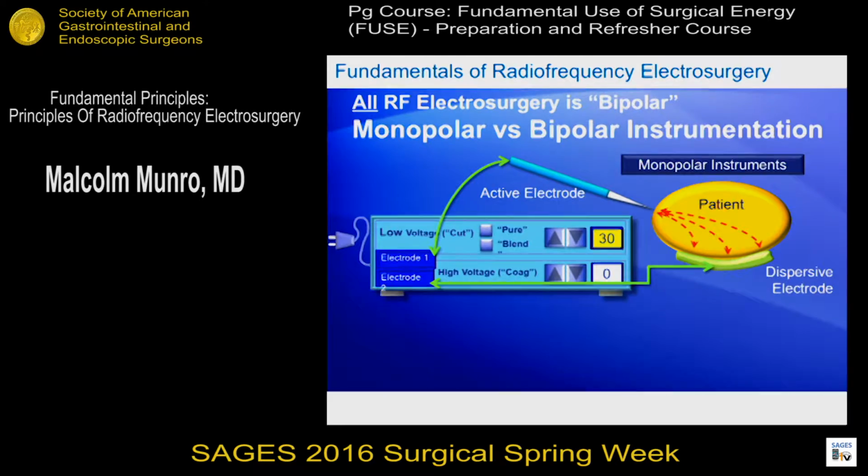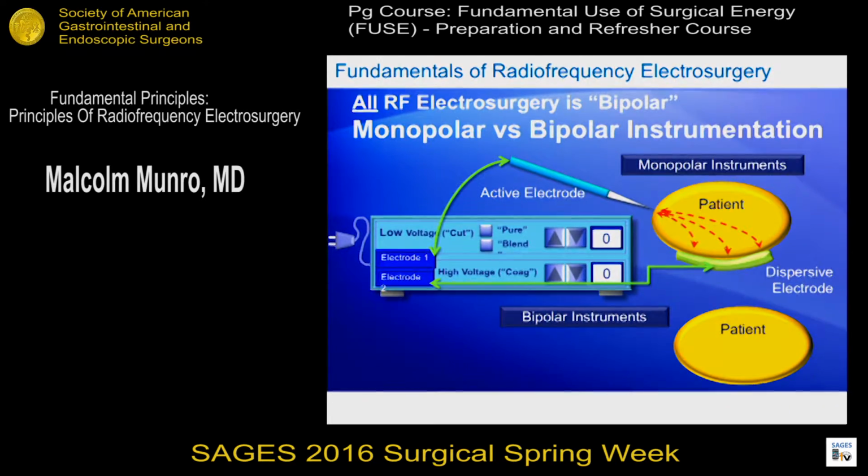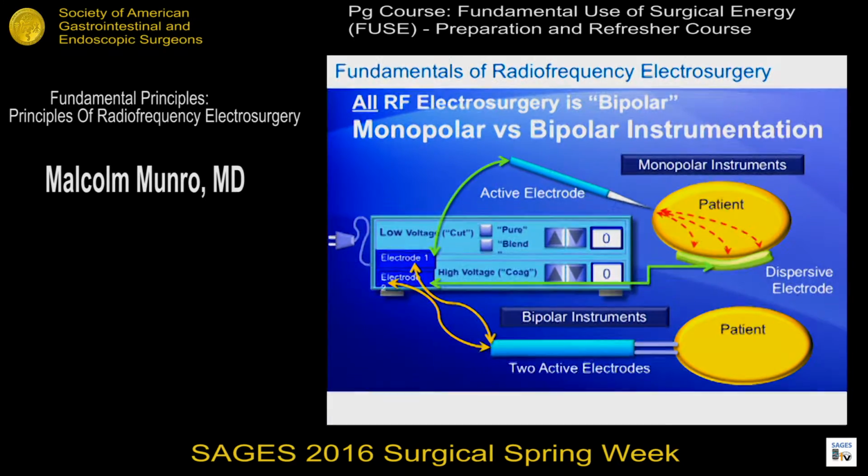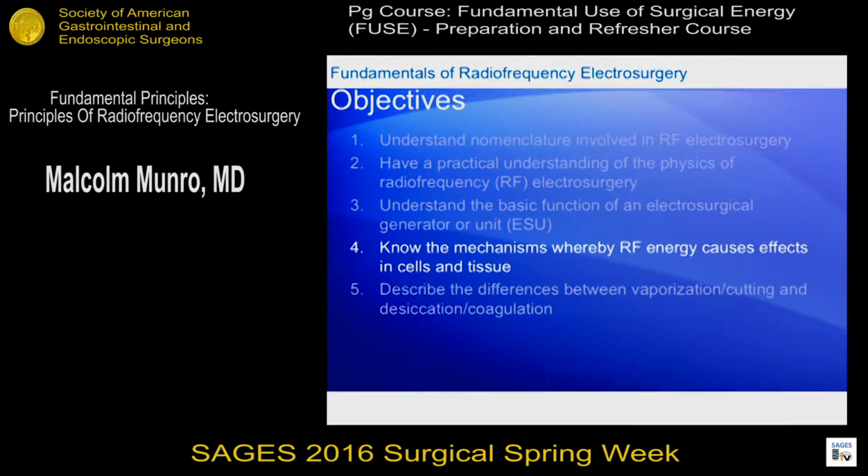Now, if we go down to a bipolar system, or bipolar instruments, what we have is our patient, but both of our electrodes are in our hand instrument, both of them. So the two wires now go back to the generator, and so the only part of the patient that's in this circuit is that between the two electrodes. So right off the bat, there's a safety issue here that's far greater with bipolar than with monopolar instrumentation.